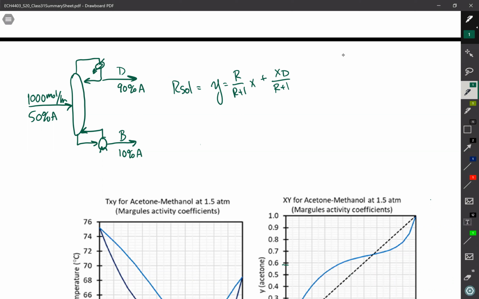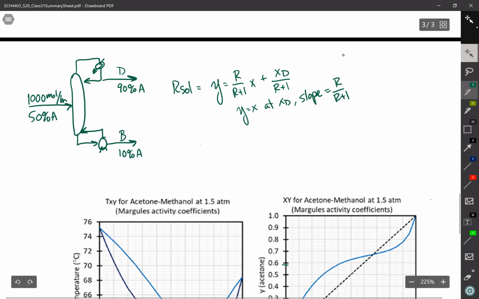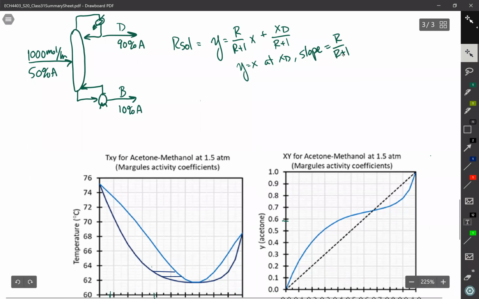So remember how we used to plot the lines? I intersect the y equals x line at xD, and my slope is R over R plus 1. I'm going through these a little bit quickly, so remember to go through your notes and double check that this stuff makes sense.